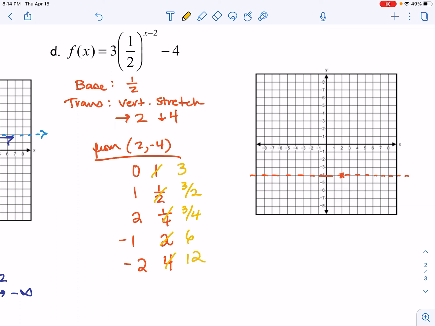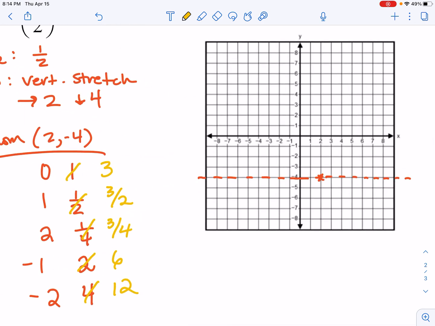Excuse me. And so from that asterisk, from that starting point 2, -4, I can go up 3. So 1, 2, 3. I can go right 1 up 1.5, right 2 up 3/4, left 1 up 6, so 4, 5, 6, and then left 2 up 12, which, will it fit? Left 2 up 4, 8, 9, 10, 11, 12. Yes, perfect. And so we see that shape come into play.